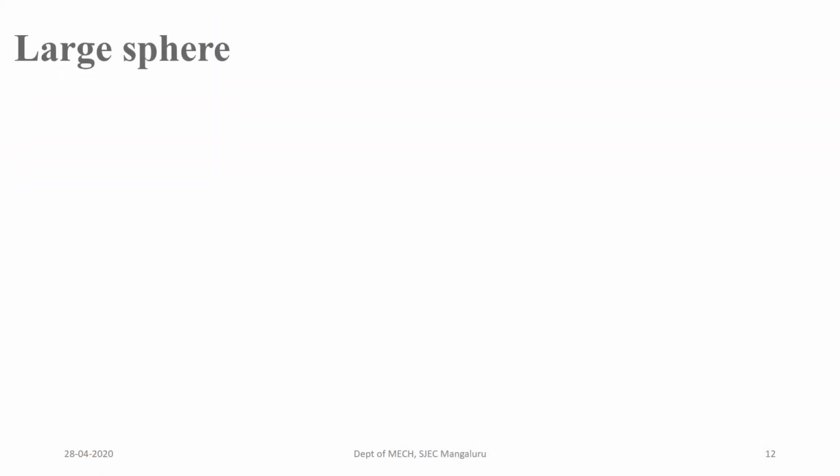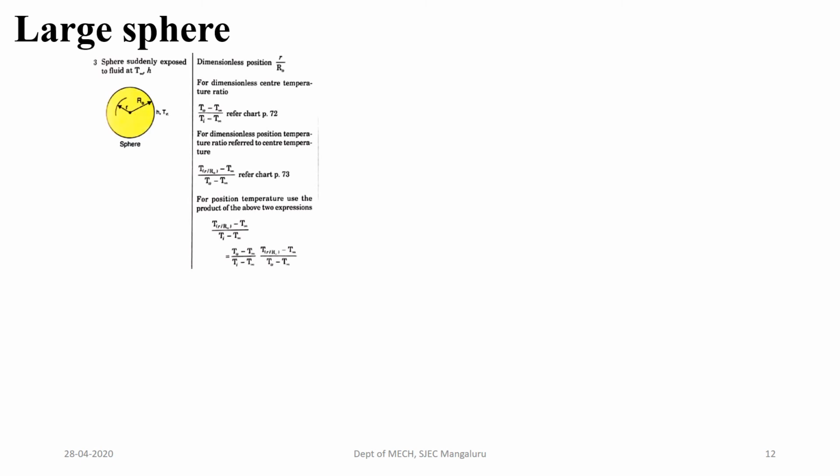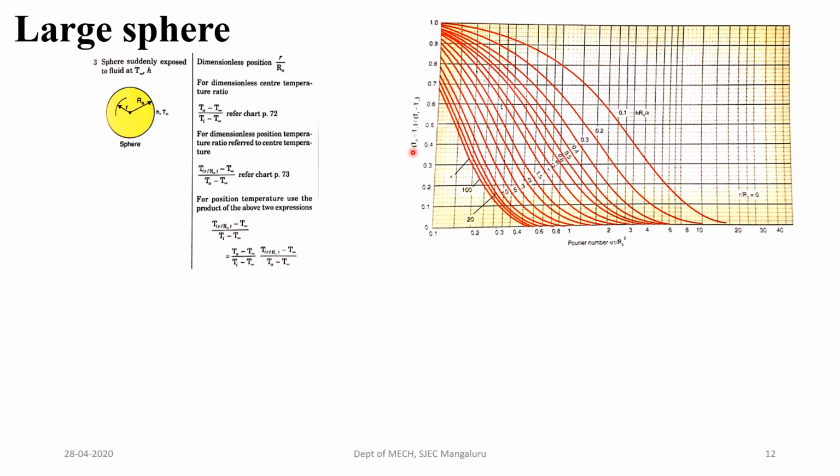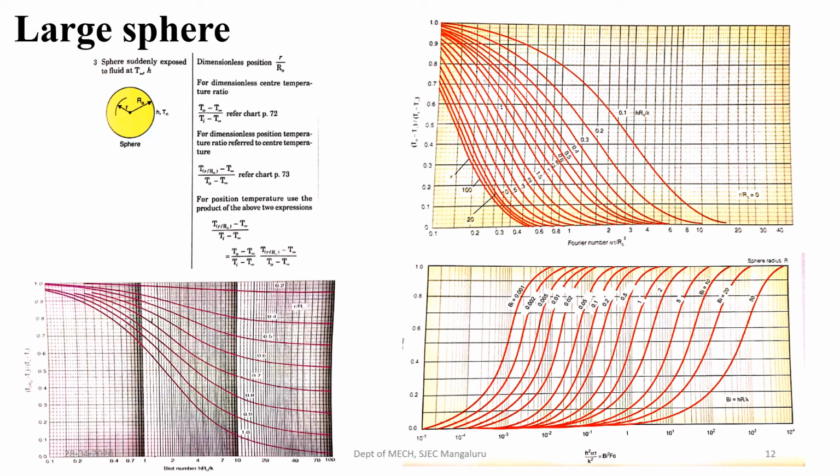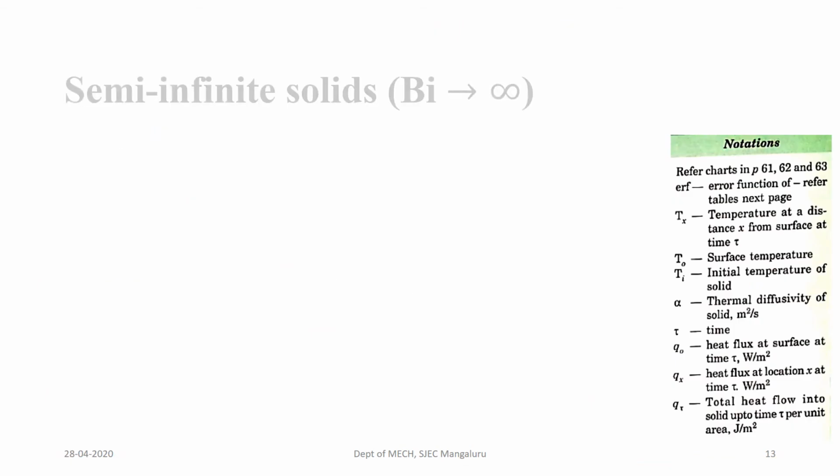So similarly we have for the large sphere, in the same way the radius is given. Page number 72, if you go, you will get the first graph, temperature at center plane. Page number 73 you have the temperature at any position x, and 74 you have heat flow or heat transfer rate. So this is how we can use the Heisler chart to measure temperature at any distance x and at any given time.